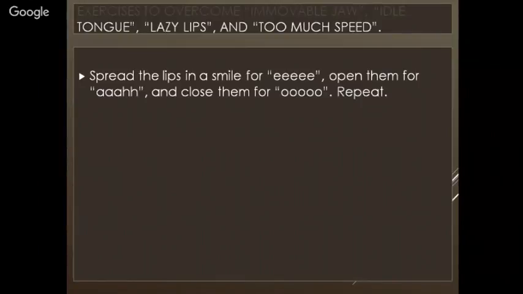These are the exercises for 4 of the most common problems in speech. One is immovable jaw. Many of us don't open our mouth the amount it should be opened. So we spread the lips in a smile for E, open them for A, and close them for U. Repeat. Spread the lips in a smile for E, open them for A, and close them for U, repeat. Exercises to overcome immovable jaw, idle tongue, lazy lips, too much speed. What am I doing? I'm not opening my mouth.